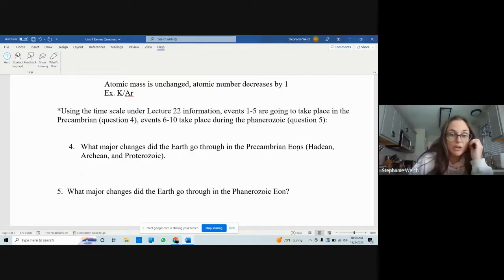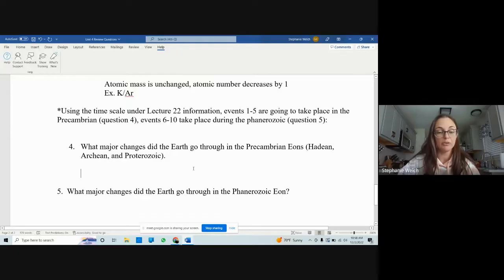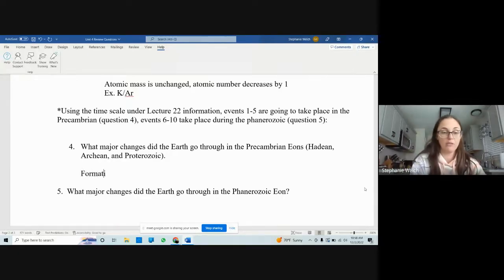So question 4 here, what major changes did the Earth go through in the Precambrian eons? Precambrian being anything that came before the Cambrian period. That's the Hadean, Archean, and Proterozoic. First, you have the formation of the Earth. That, by definition, has to be the first big event.